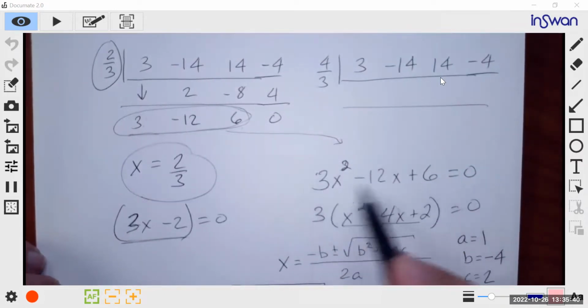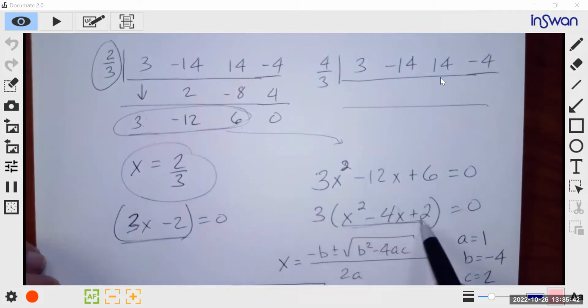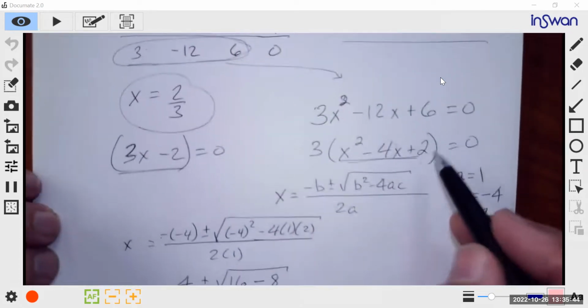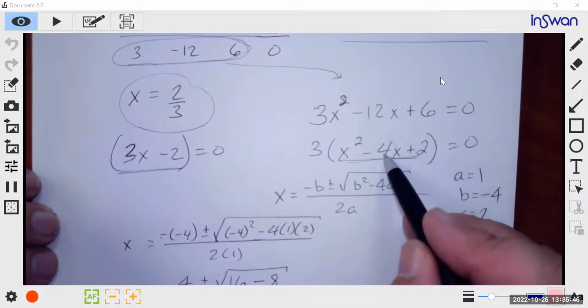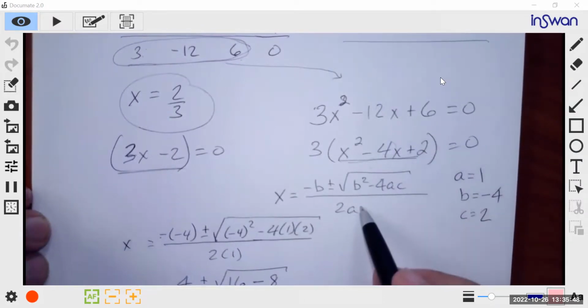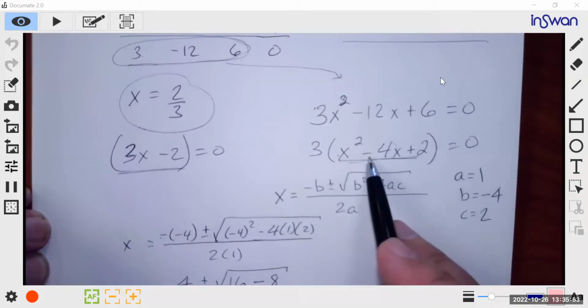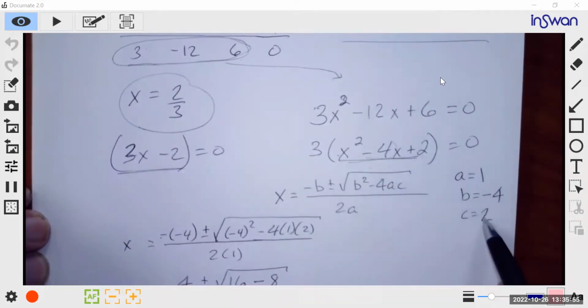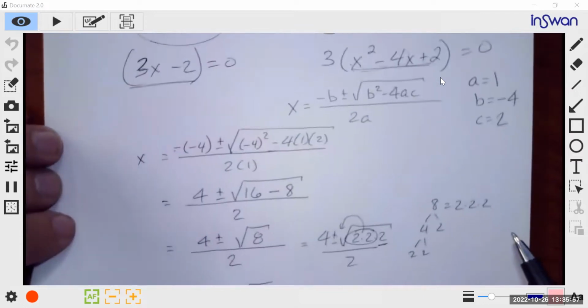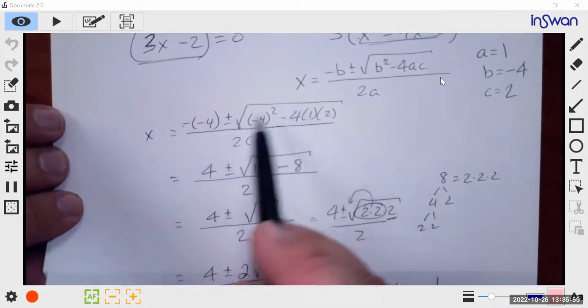They all have a 3 in common. Take it out. This is what we're dealing with. It can't factor because what times what is 2 when you add them to get 4? It doesn't exist. So we have to use the quadratic formula. A is 1, B is negative 4, C is 2. And plug them in there and work it out.